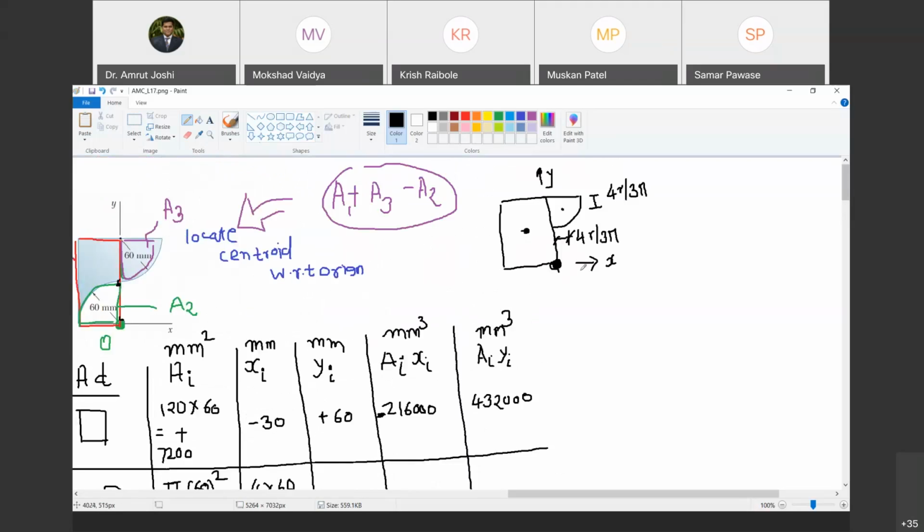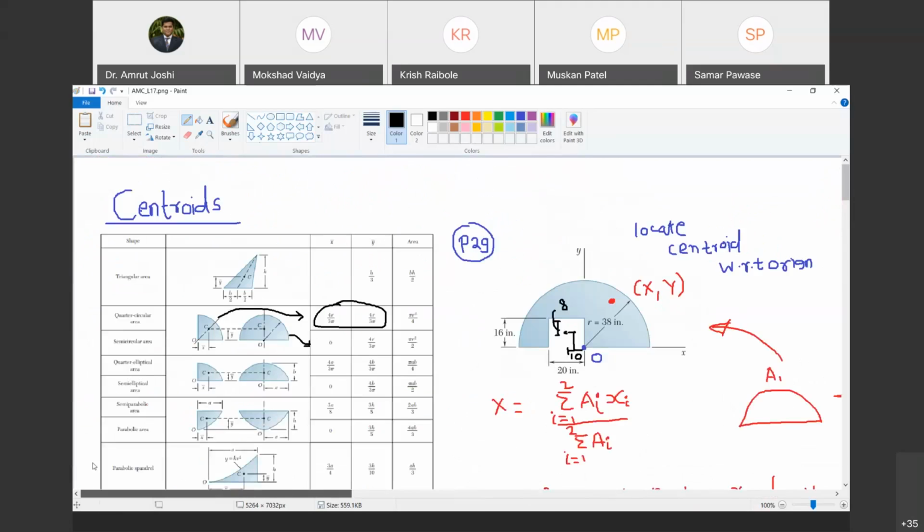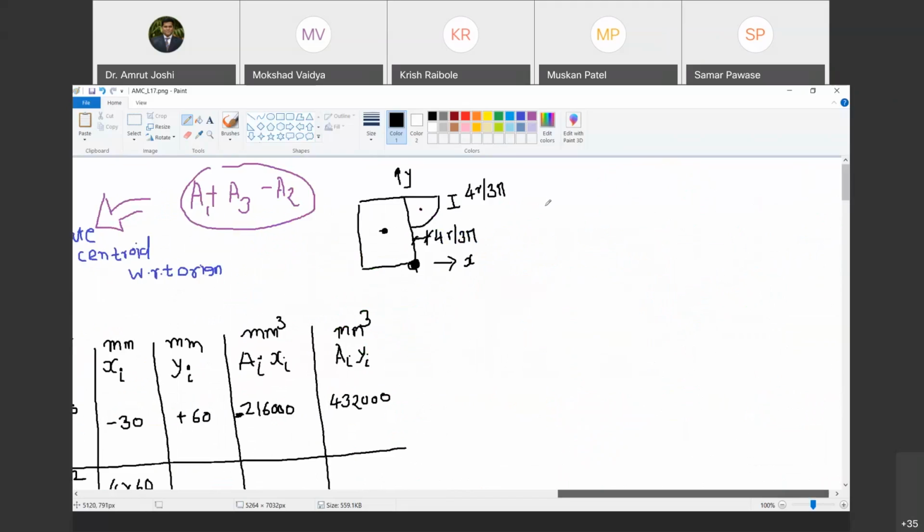And now y bar is tricky. Y bar from here it is 4r by 3 pi. Look at the diagram carefully. Here the quarter circle is given, so from here the distance is 4r by 3 pi. If you have the quarter circle like this, then this distance is 4r by 3 pi. Do you agree with me? Yes, sir. And that 4r by 3 pi is of no use to us because we want to calculate this distance from the origin. So 120 minus 4r by 3 pi. Are you with me? Yes, sir.